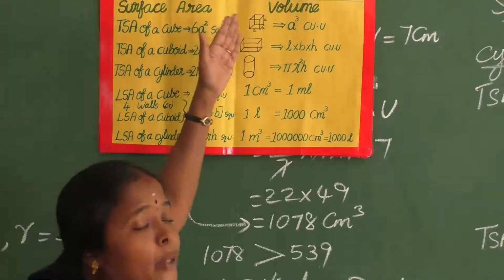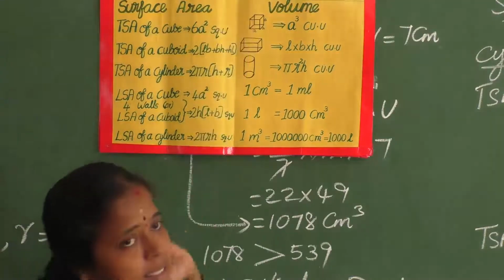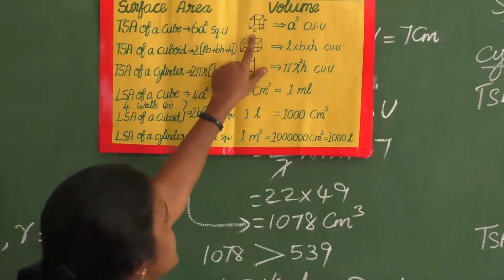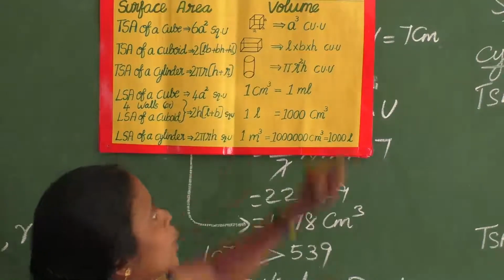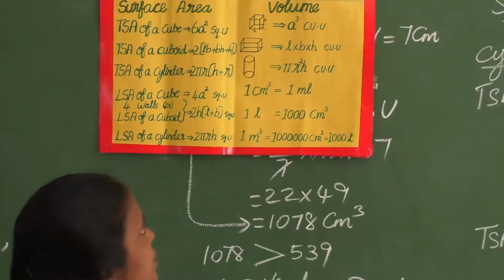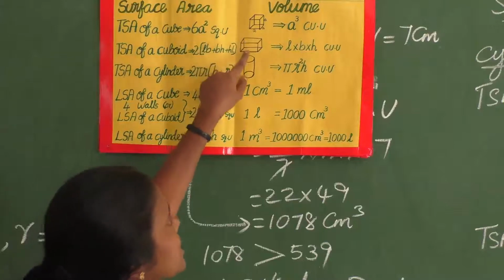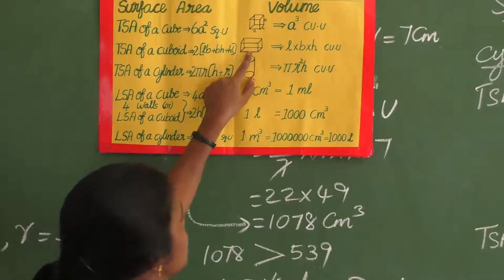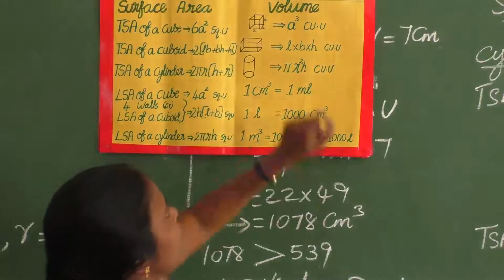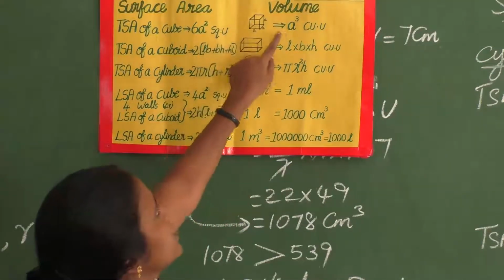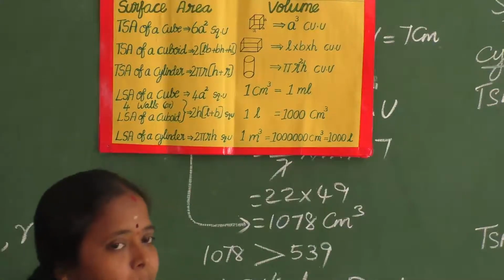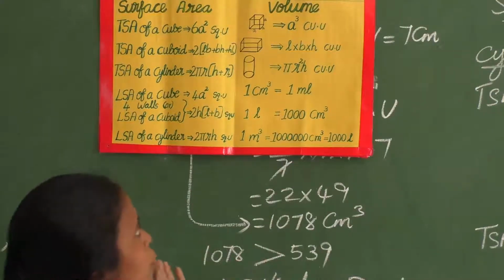Like that for cube, side into side into side. If you consider side measurement as A, it is A into A into A, A cube cubic units. Clear? So cube is the special case of cuboid. The formula for volume of cuboid is length into breadth into height, cubic units. Cube volume is side into side into side, nothing but A cube cubic units.